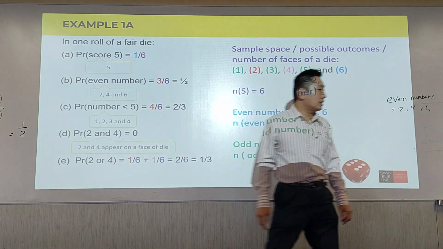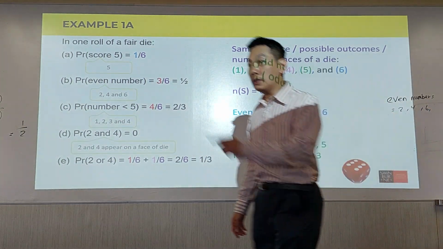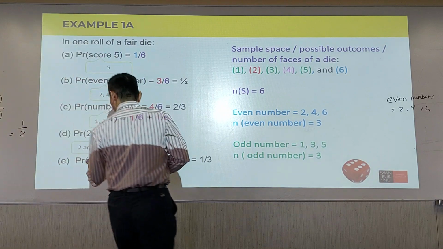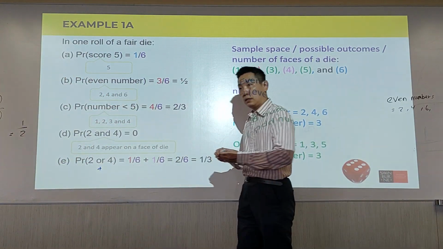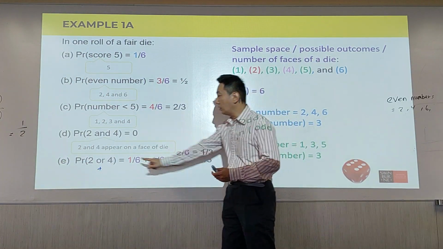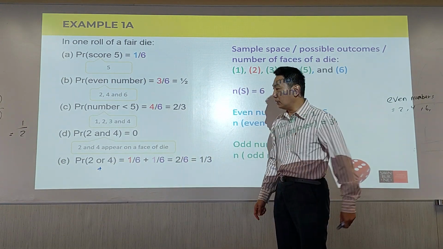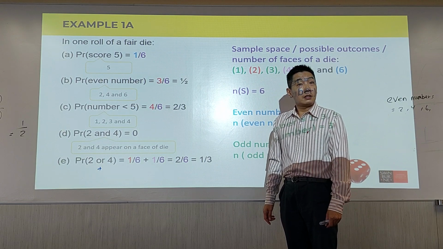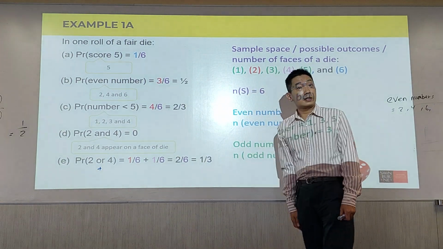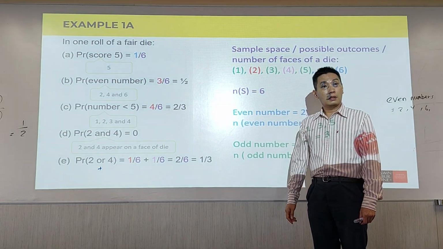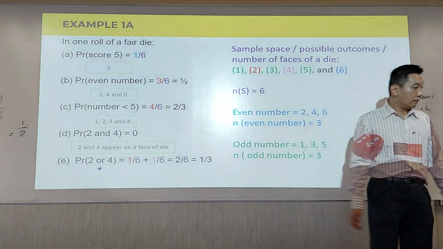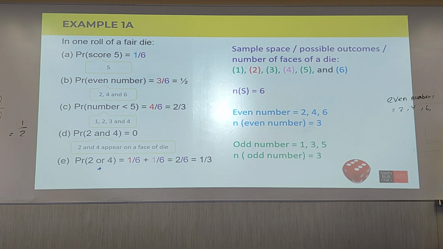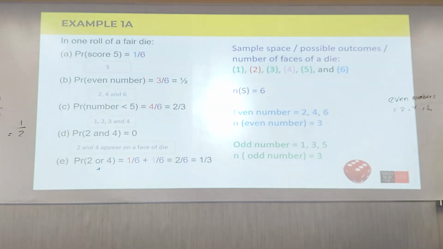In statistics, "or" means plus. This is a plus sign. Then we solve this part. If you throw a die, what is the probability of getting score 4? The answer is also 1 over 6. So sum up these two, you get 2 over 6. And simplify, you get 1 over 3. So far, so good? Any questions so far? I will stop for a while.